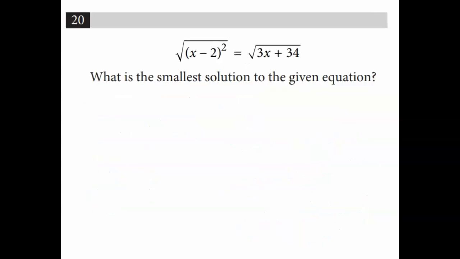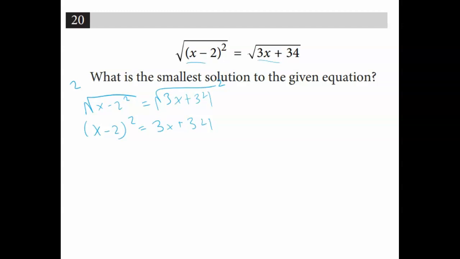All right, number 20. What is the smallest solution to the given equation? All right, well, let's look at it. Smallest solution, so we're trying to find what x is going to equal in this equation. So if we have the square root of (x minus 2) squared equals the square root of 3x plus 34, what I want to do is square both sides, get rid of the square root. So now I'm left with (x minus 2) squared equals 3x plus 34.